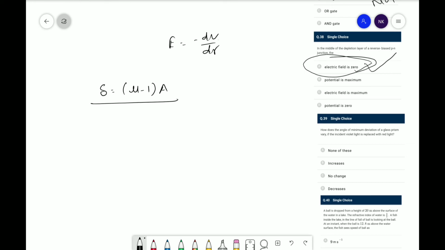Why will it decrease? Because the angle of minimum deviation of red light is always less than that of violet light. Hence the angle of deviation of violet light is maximum, then indigo, and so on. The angle of minimum deviation for red light is less, hence the deviation will decrease. This one is the correct answer.